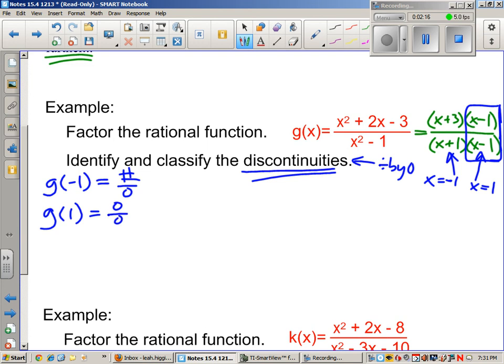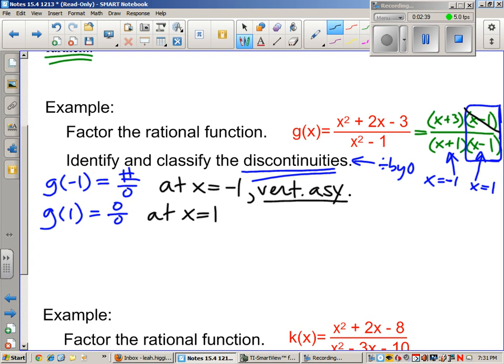Okay, but when I plug in g of 1, I get 0 over 0, right? 1 plus 2 minus 3, 1 minus 1. So I get 0 over 0. So those are the two different issues right here, right? Because I get a number divided by 0, we know there's a vertical asymptote at x equals -1. At x equals 1, I believe there's a hole.